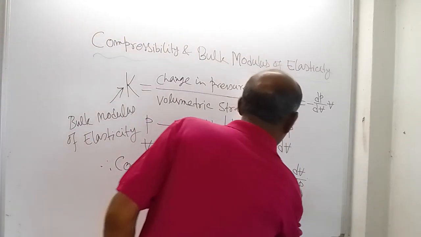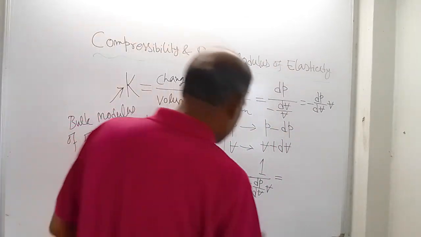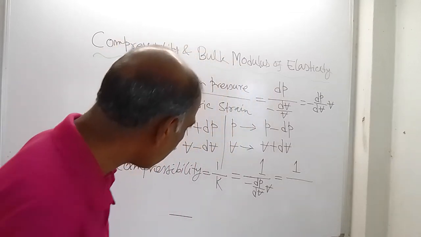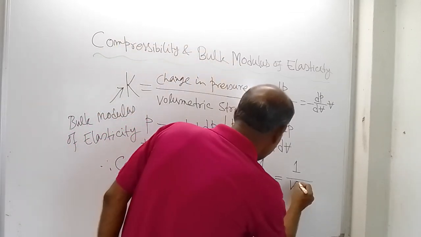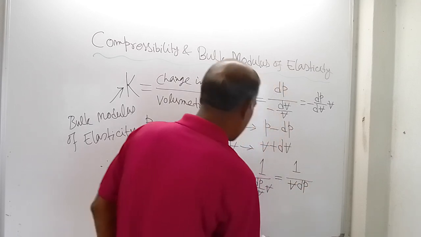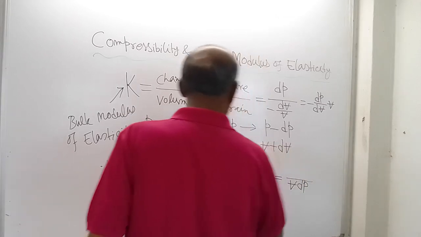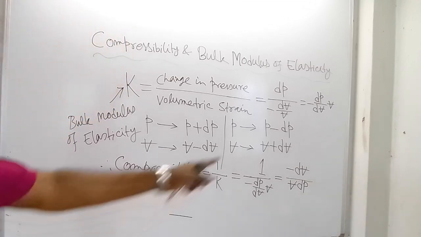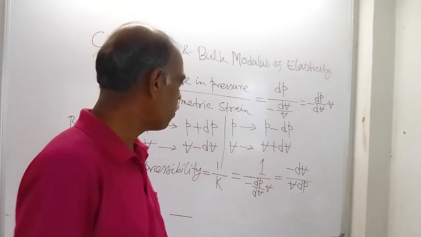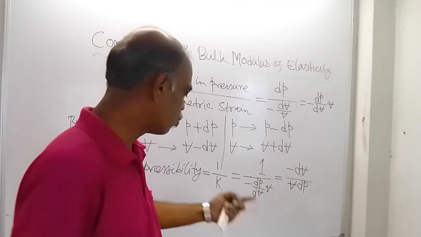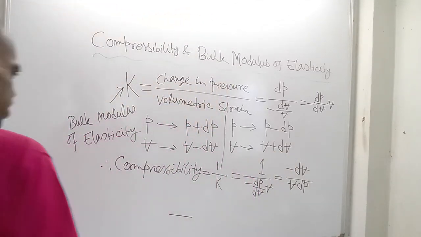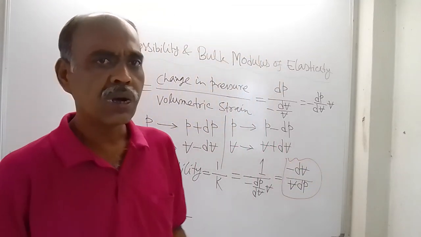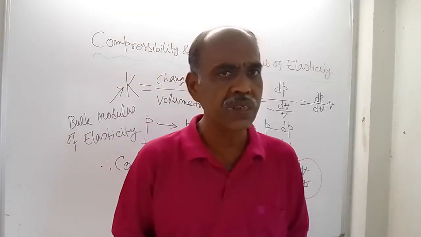Sorry, a silly mistake was going to be committed by me. Here V' will appear, here dP will appear, and instead of writing the 1, you directly write minus dV'. So compressibility is minus dV' by V' dP. This is compressibility. Later I will show you for different cases how compressibility is calculated.